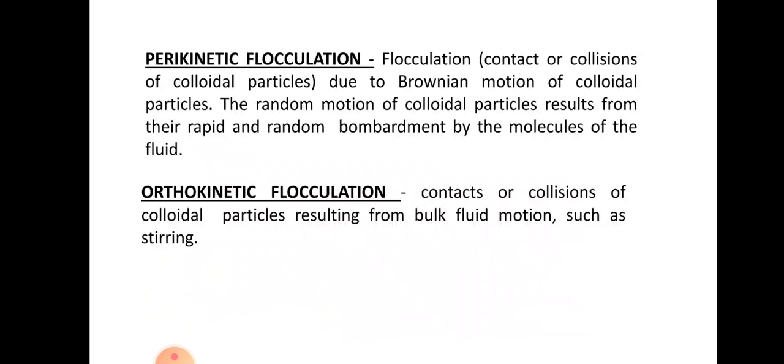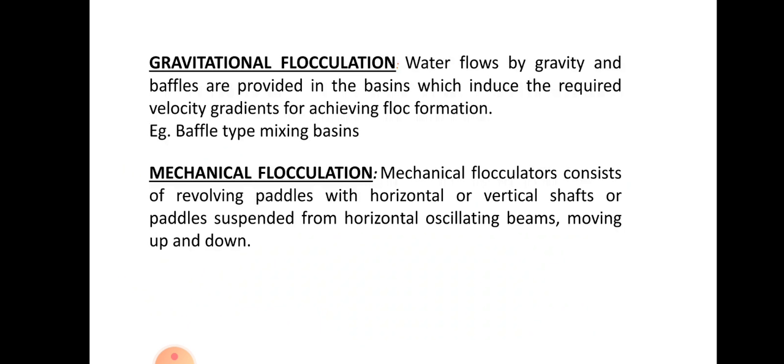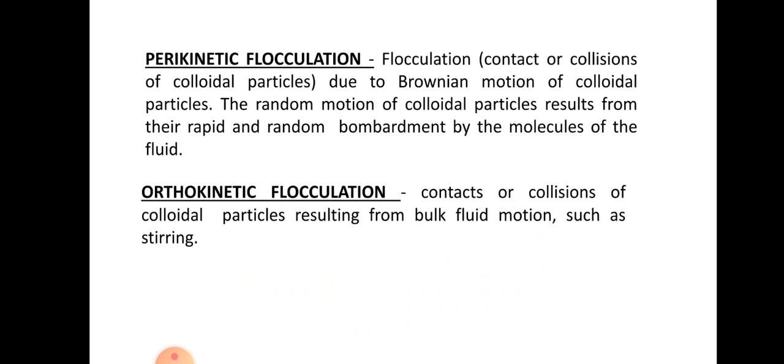Now coming to the different types of flocculation. There are 4 types: perikinetic flocculation, orthokinetic flocculation, gravitational flocculation, and mechanical flocculation. Perikinetic flocculation means flocculation due to the Brownian motion of the colloidal particles, and the random motion of the colloidal particles results from their rapid and random bombardment by the molecules of the fluid.